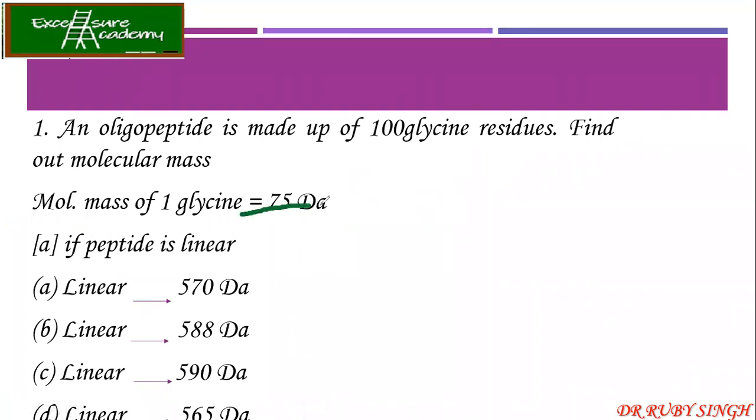Already it is given that glycine has got the molecular weight of 75 Dalton. Initially, I have said that we take amino acid molecular weight as 110 if it is not given. But in this case, it is given that glycine has 75 Dalton as molecular weight. Now, the oligopeptide is made up of 100 glycine molecules. So what should be the molecular mass? Calculate.